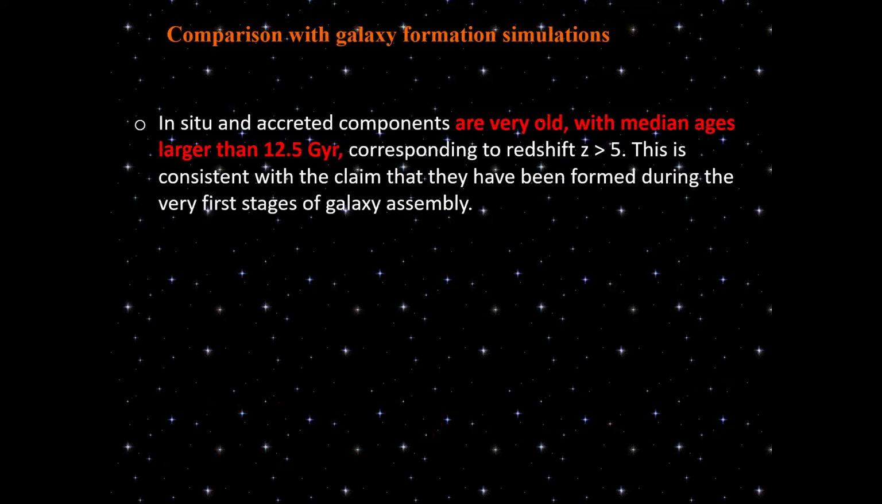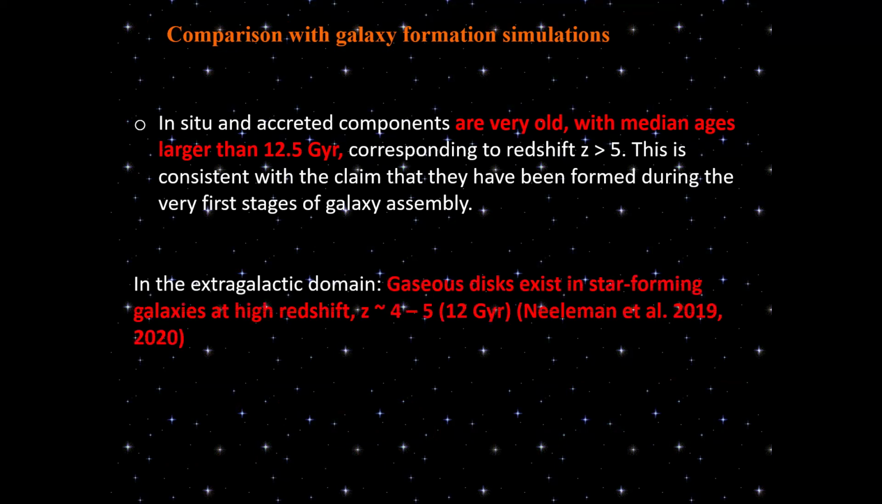The other very nice result is that these stars are very old in this simulation, 12.5 gigayears, corresponding to this redshift. And this is consistent with the claim that they formed during the very early stages of galaxy formation. And what is interesting is that if you look at this paper, very interesting papers in the extragalactic domain, these colleagues here have found gaseous disks in star-forming galaxies at high redshift.